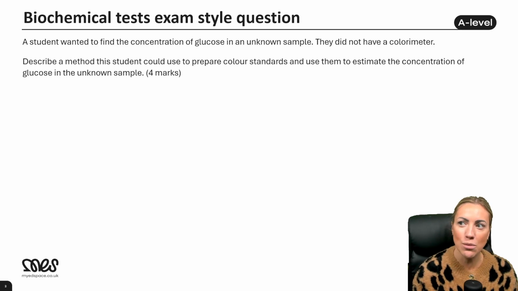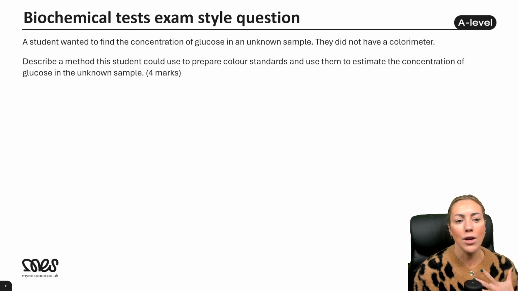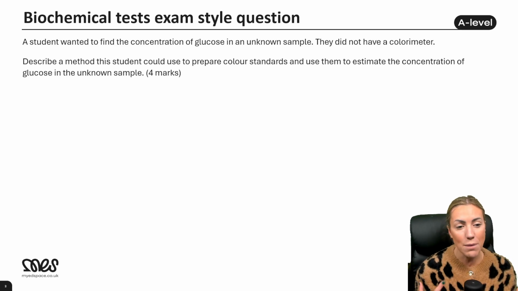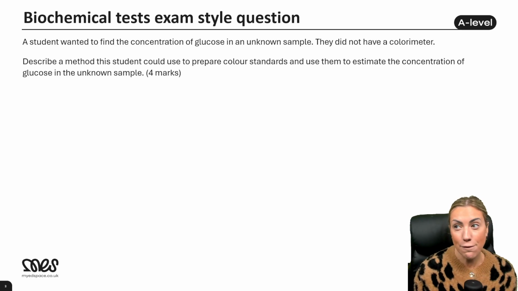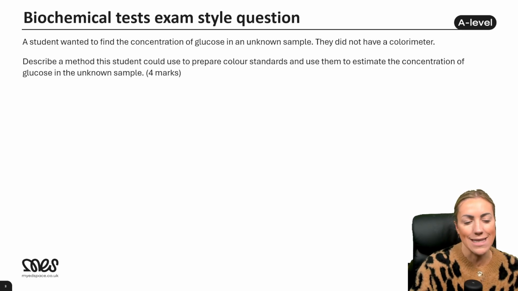It says the student wanted to find the concentration of glucose in an unknown sample, but the student did not have a colorimeter. So we can't use a colorimeter, we can't measure the absorbance of light. So it's not going to be about drawing a calibration curve. We need to describe a different method that the student could use where they prepare colour standards, and use those to estimate the concentration of glucose in their unknown sample.